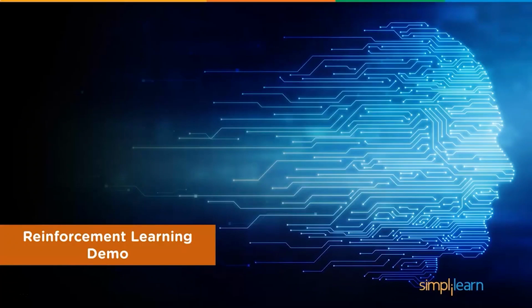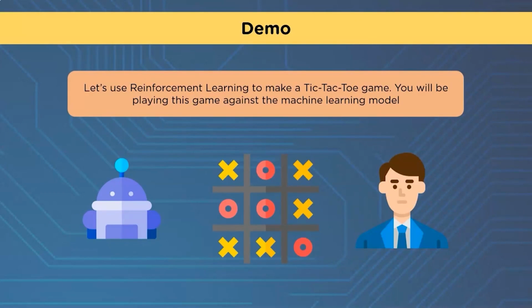So let's go ahead and take a look at a reinforcement learning demo. In this demo, we're going to use reinforcement learning to make a tic-tac-toe game. You'll be playing this game against the machine learning model. We're doing it in Python. Let's go through Anaconda, which will open up a Jupyter notebook. It seems like a lot of steps, but it's worth it to keep all my stuff separate, and it also has a nice display when you're in the Jupyter notebook for doing Python.